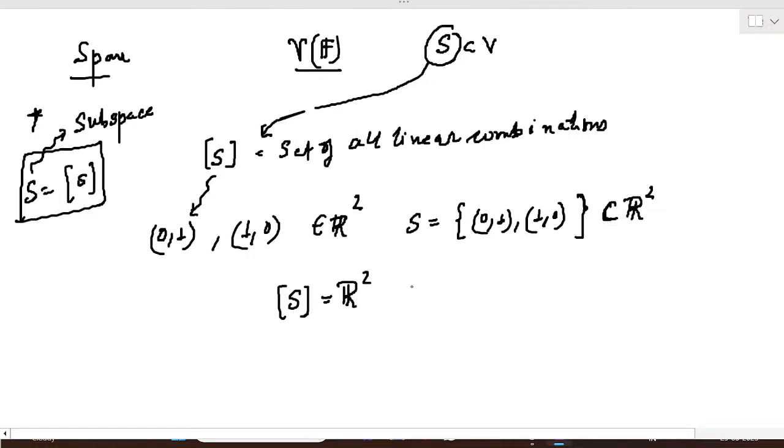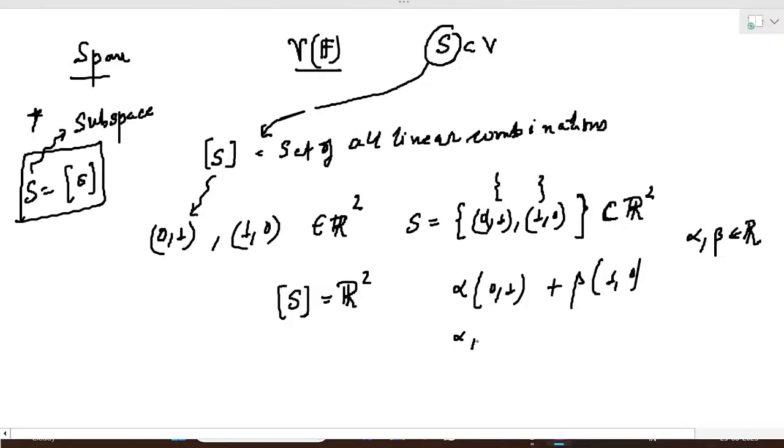Why complete R square? What is a linear combination? What linear combination can you make out of these two vectors? It will be alpha(0, 1) plus beta(1, 0). Here alpha and beta both belong to R. So if I take the linear combination of these two vectors, that is (0, 1) and (1, 0), what am I going to get? I am going to get (beta, alpha). And clearly this is real, all the real numbers can be here, all the real numbers can be here.